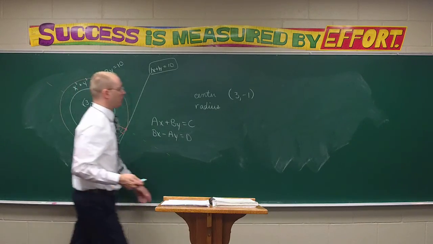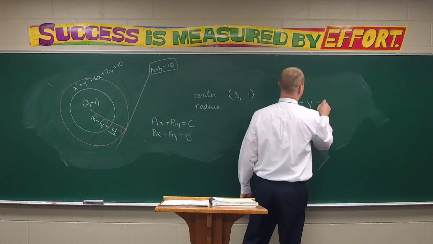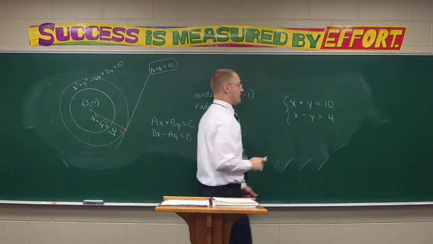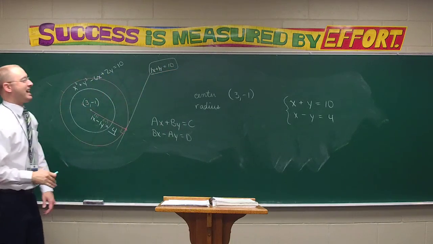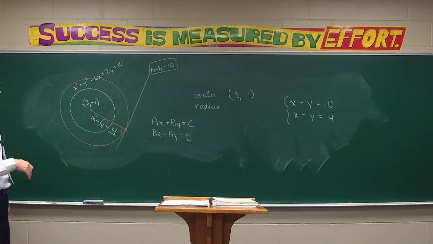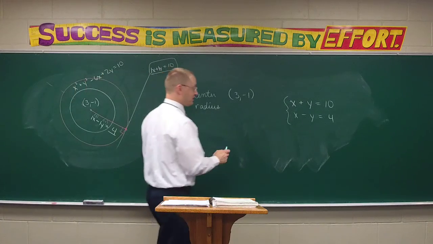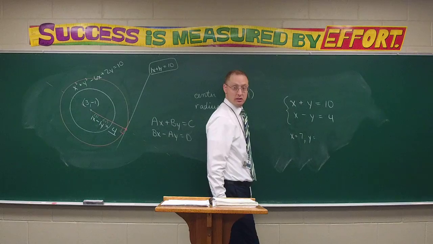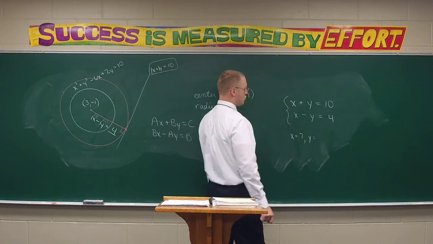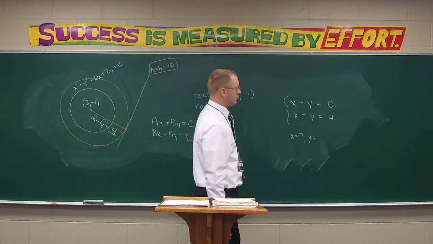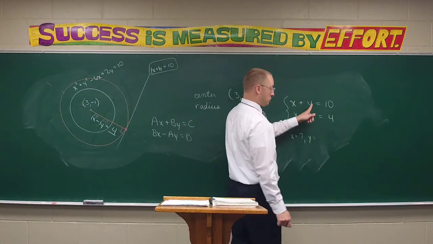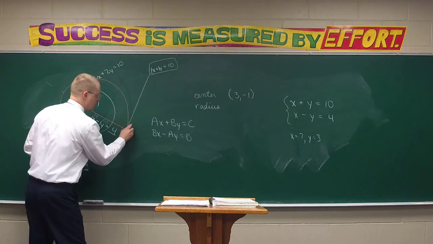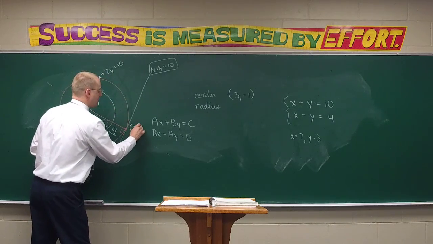System of equations, absolutely. We'll take their line and my line, and fortunately they were nice to us for a first day back, and we can solve it possibly in our heads. X does equal 7, so y equals 3. 7 plus 3 equals 10, and 7 minus 3 equals 4. So apparently this point of tangency here is the point 7, 3.